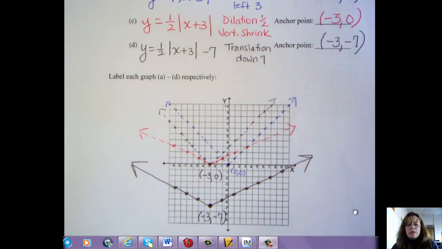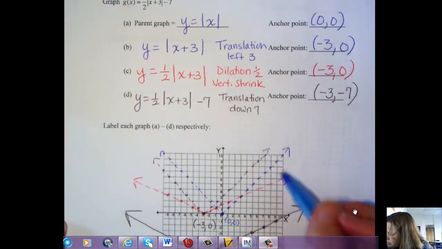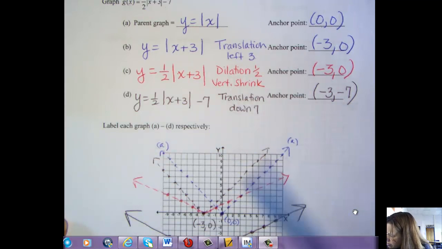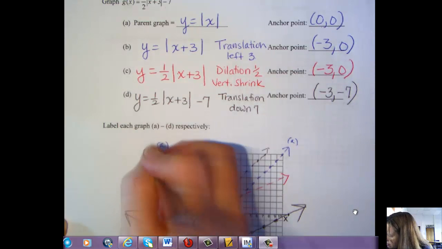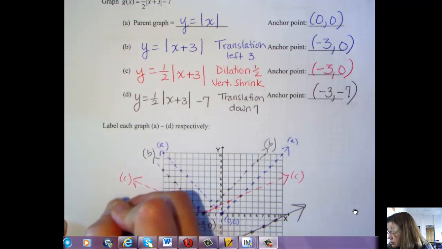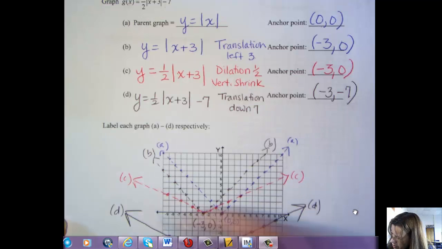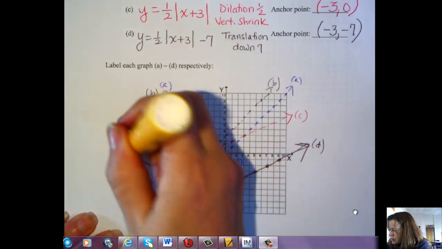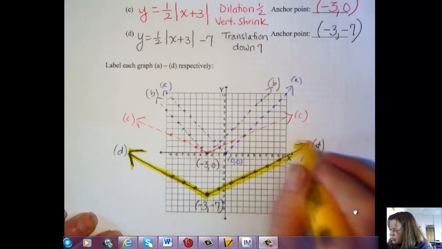Now the instructions say label each graph A through D respectively. You can certainly do that. Here is my parent A. Here is the translation left B. Red is my dilation, part C. And my final graph is solid, and I use black ink again, that's part D. Again, if you use colors, you can just make that last graph nice and bold. You can label it final. You can grab a highlighter and make it really obvious. It's up to you, whatever makes you feel better about me being able to see your work and your steps.